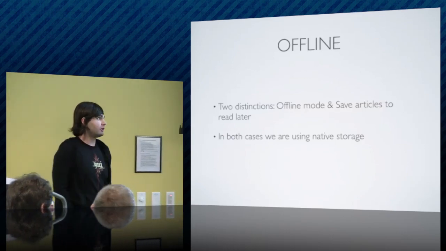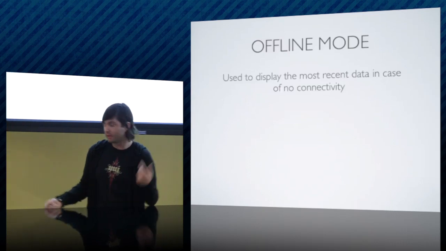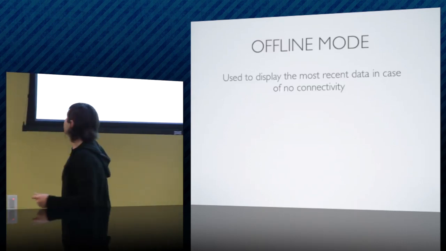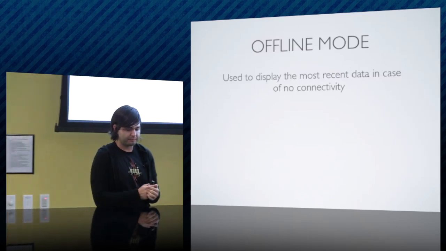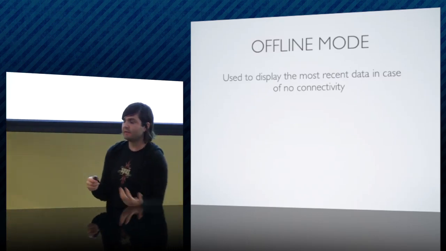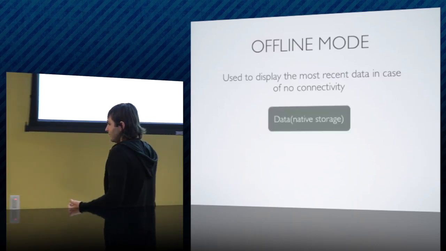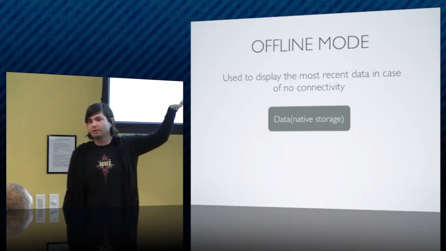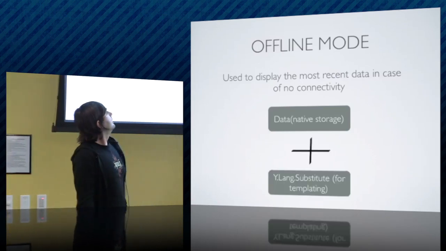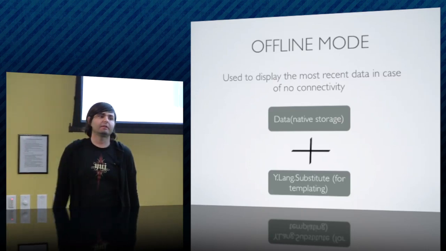So when we're talking about offline, we're talking about two different cases. First, the one that we wanted to be able to load or use when we launch the app and there's no connectivity, and we still want to see something on the screen. So again, for this one, we're putting the data that we needed on native storage, and then just using YUI substitute to create and generate the view.